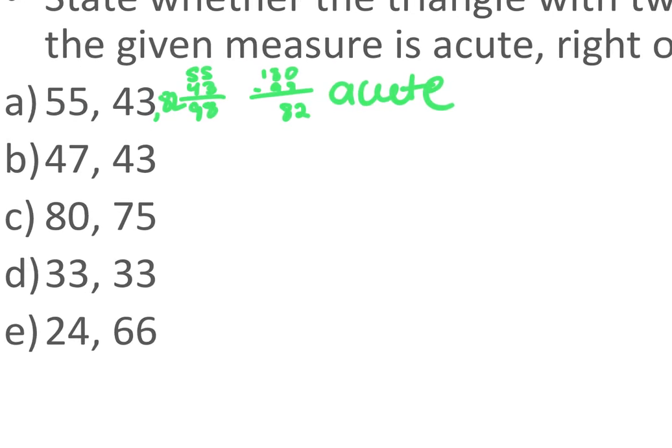Go to the next one. 47 plus 43 is 90 degrees, which means that missing angle is 90 degrees, which makes this triangle a right triangle. Go to the next one. 80 plus 75 is 155. So 180 minus 155 is 25. And all of those angles are acute, which means my triangle is also acute.